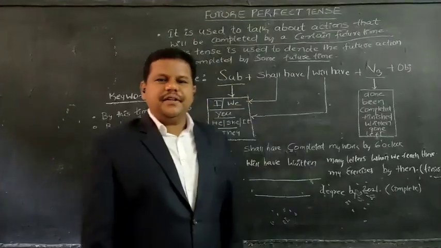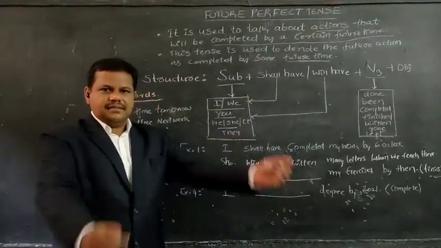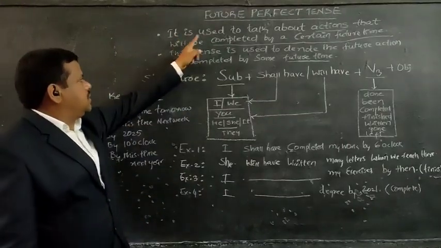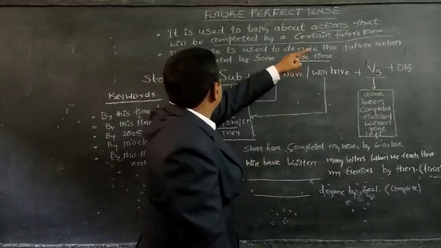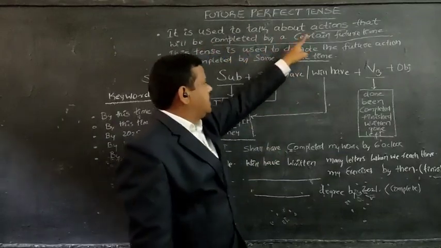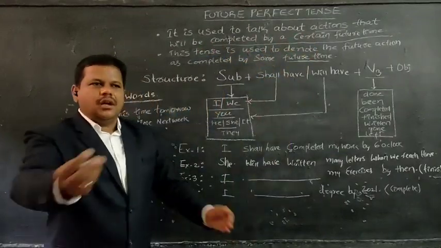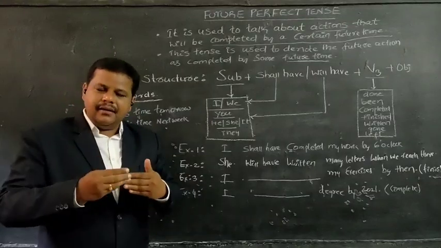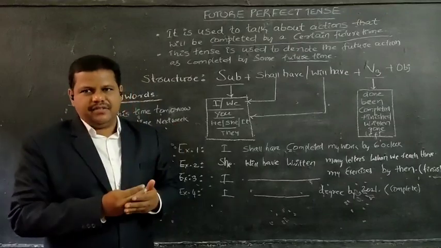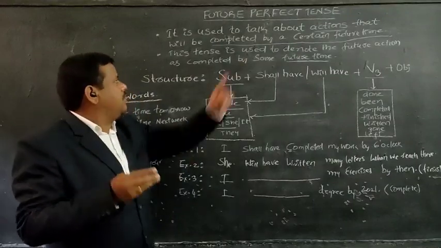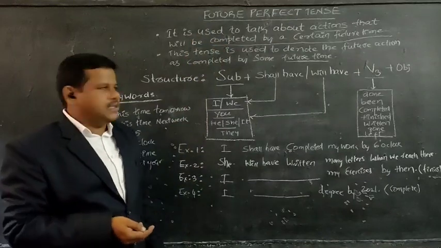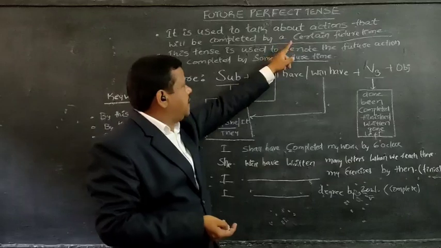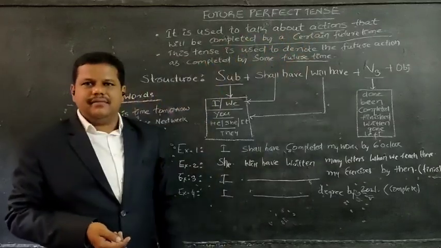Students, we are going to see the future perfect tense. First, let us start with the definition of future perfect tense. It is used to talk about actions that will be completed by a certain future time. Means, the actions which are going to be finished in future time, and even those actions are in perfect form. Such a form is called what? Future perfect tense. It is used to talk about the actions that will be completed by a certain future time.